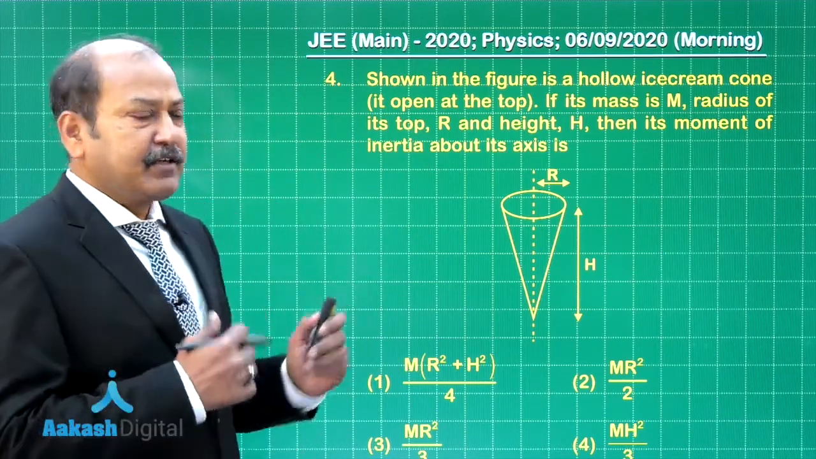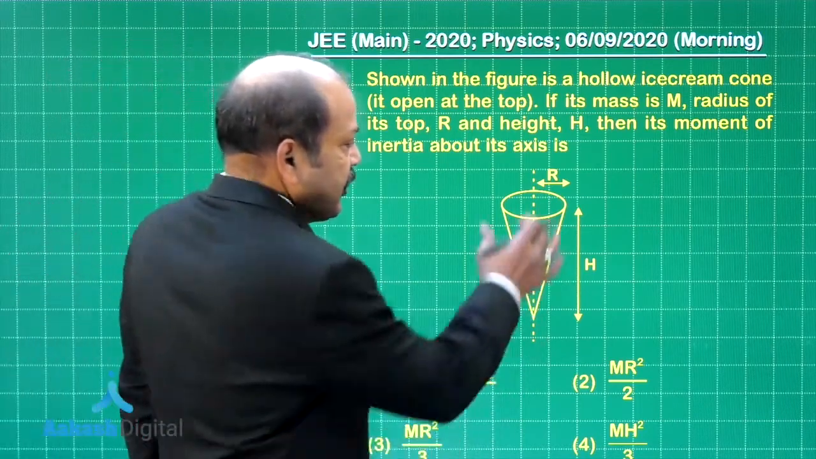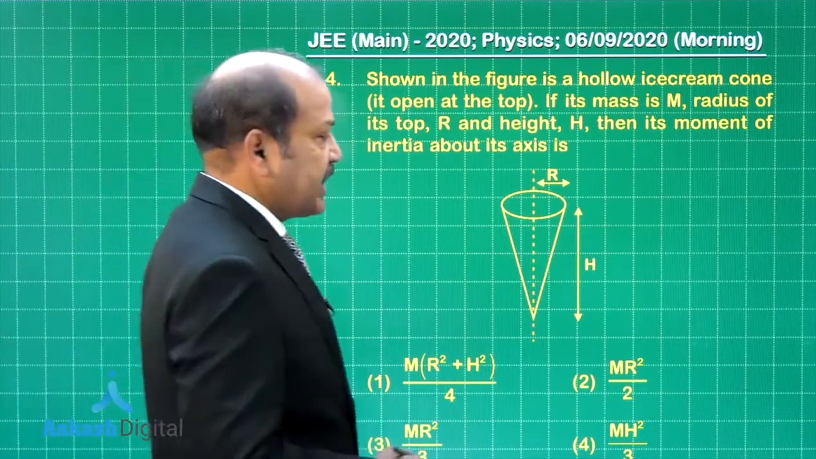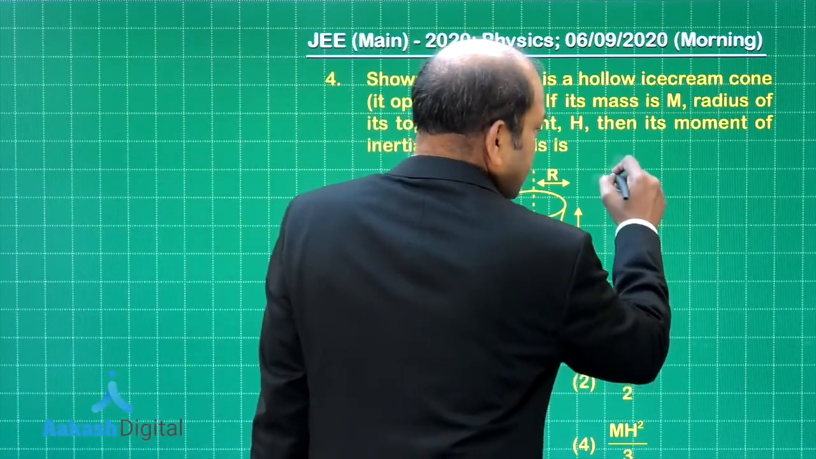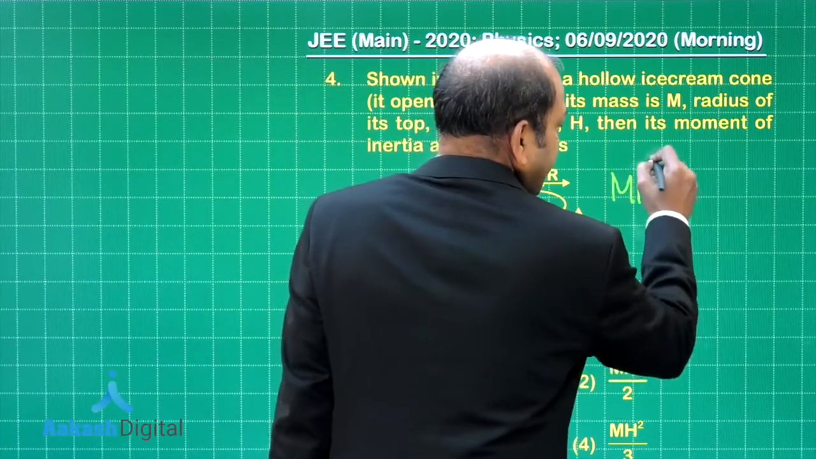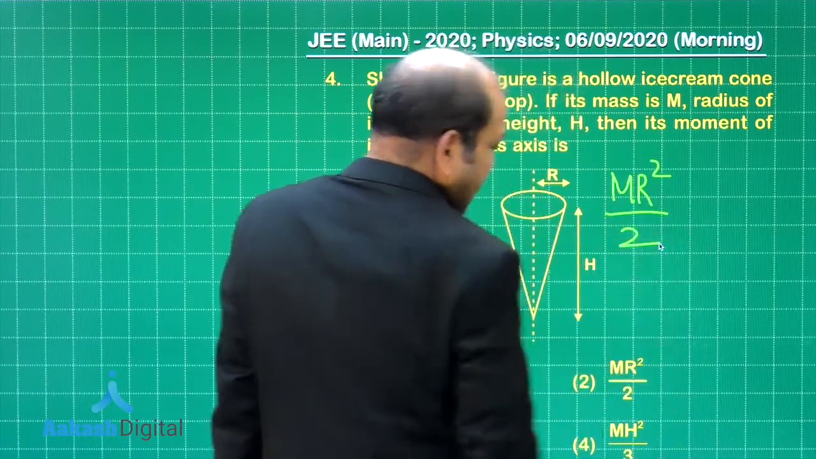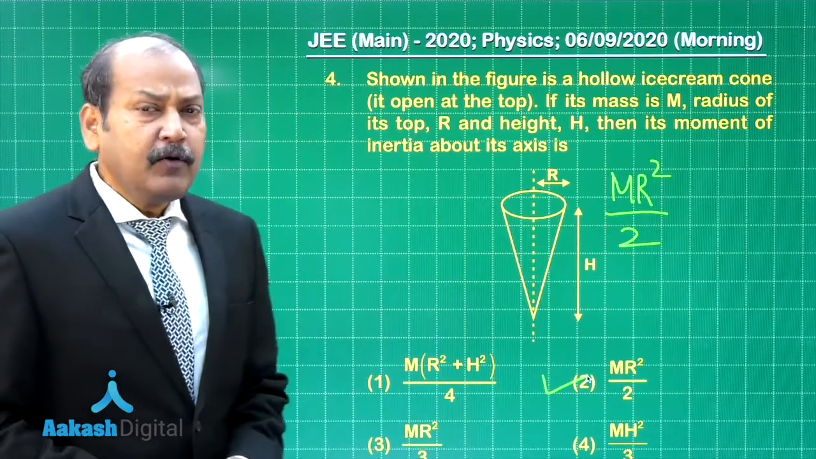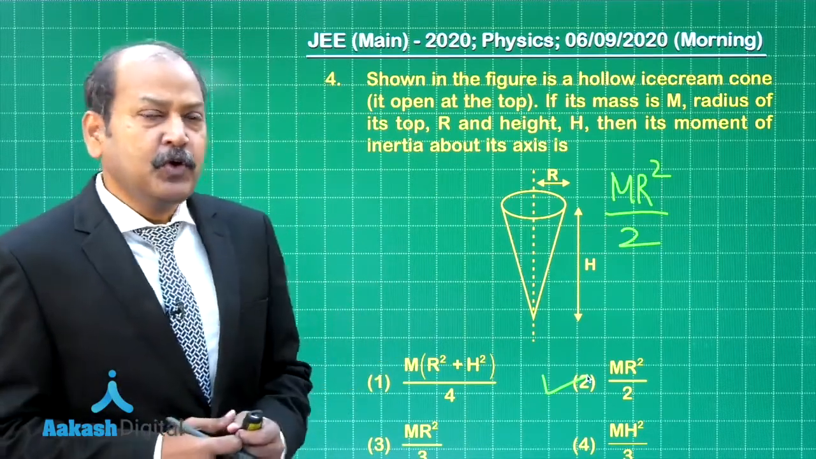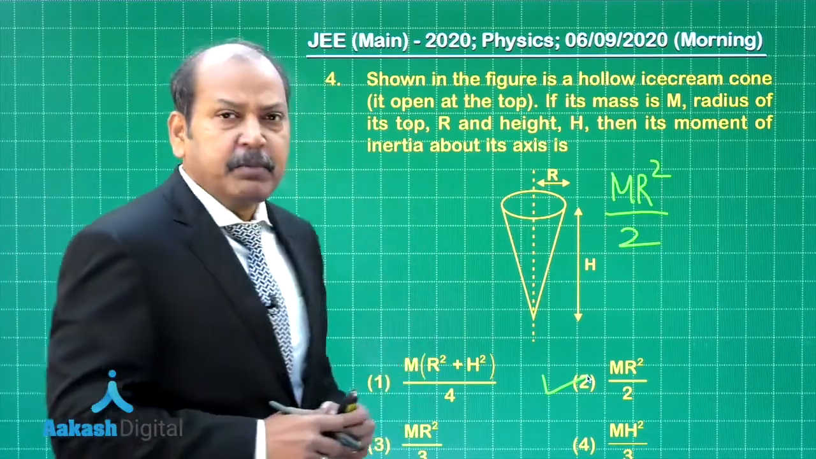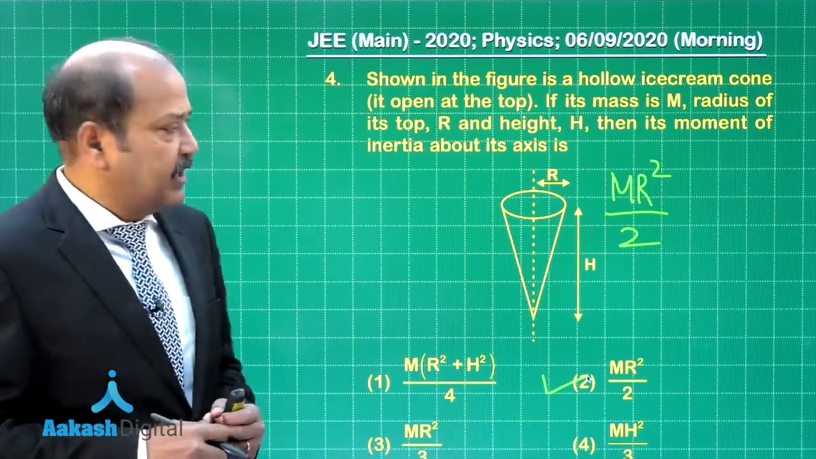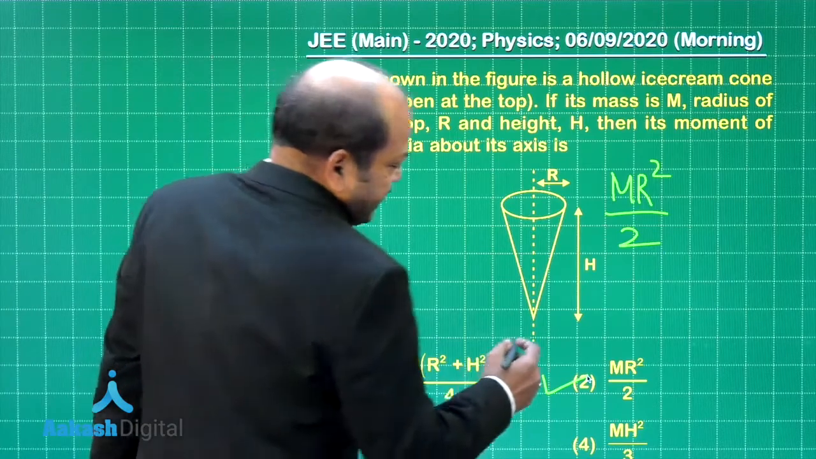Well, it's a matter of fact that moment of inertia of this hollow cone about the axis shown is coming out as mr square by 2. So, that is the moment of inertia, and that means option 2 is correct. Okay. Now, in case you do not know the fact that moment of inertia in this case is mr square by 2, how to evaluate it? Well, we can do one thing.